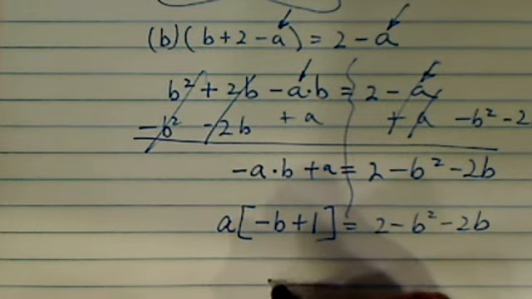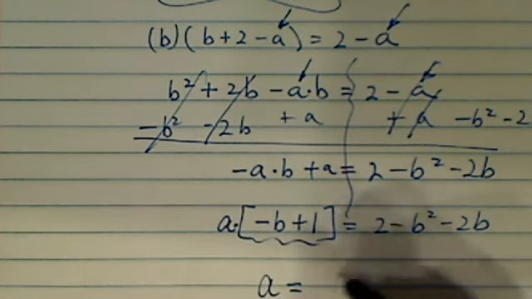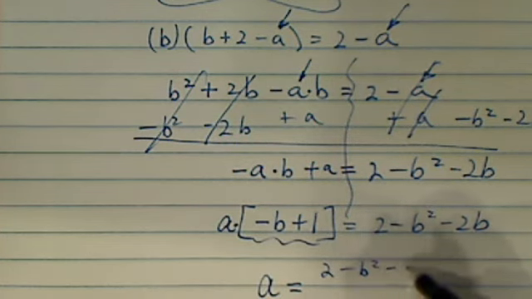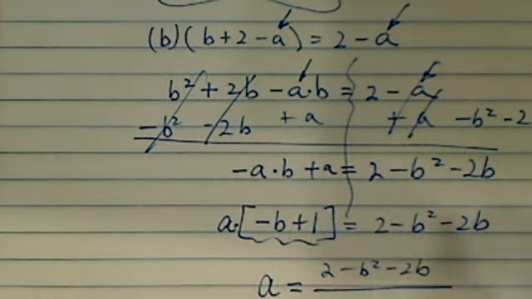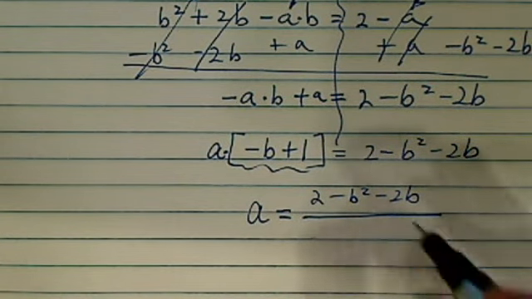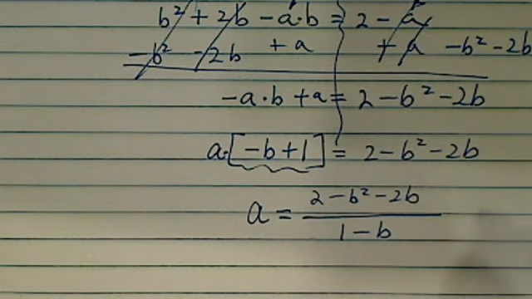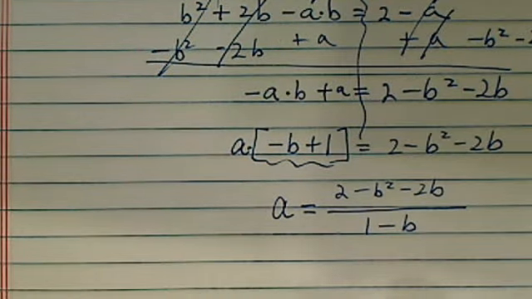Okay, now one more step. We're going to divide by whatever A is multiplied by. So I have 2 minus B squared minus 2B divided by, let's see, what do we have here? 1 minus B. Okay, that's how you solve for variable A.